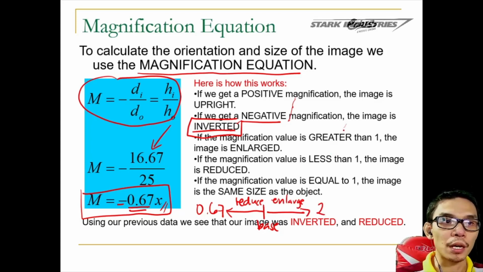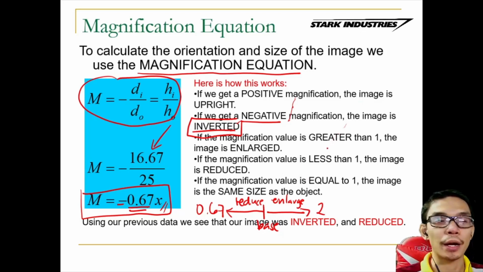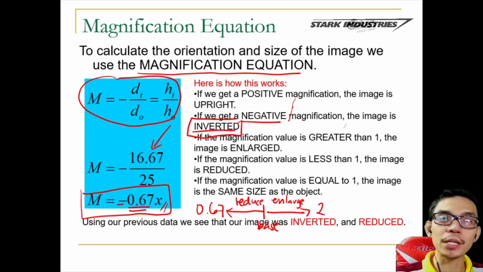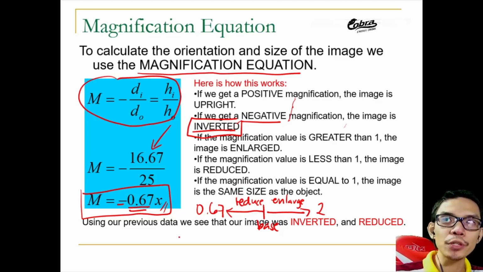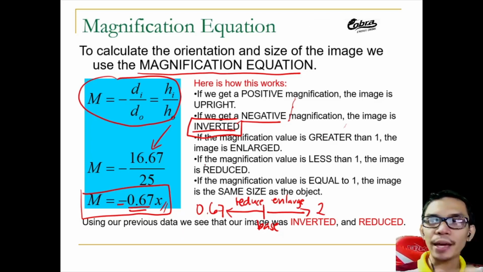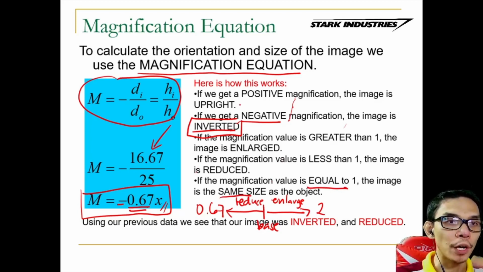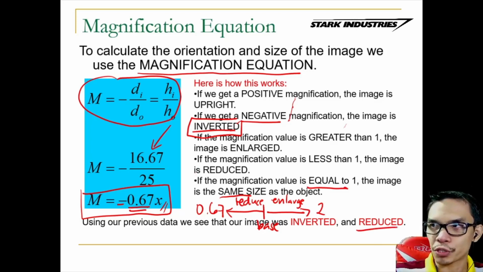Okay, so the image that we have right here is enlarged. That was the number that we have right here. So in this case, is the image reduced, enlarged, or, if it is equal to 1, the same size? So what is the size of the image in our previous problem? The image was reduced.